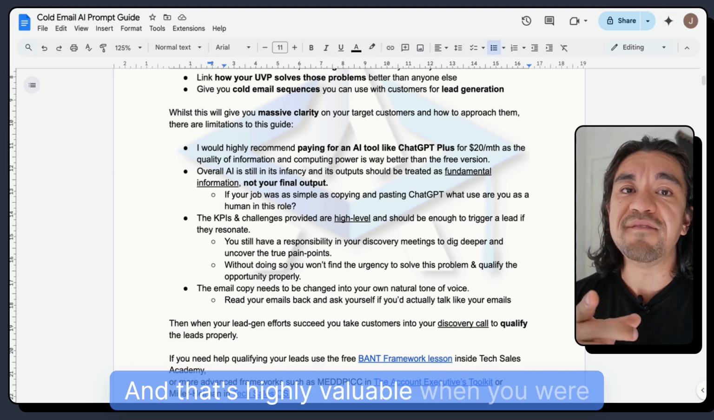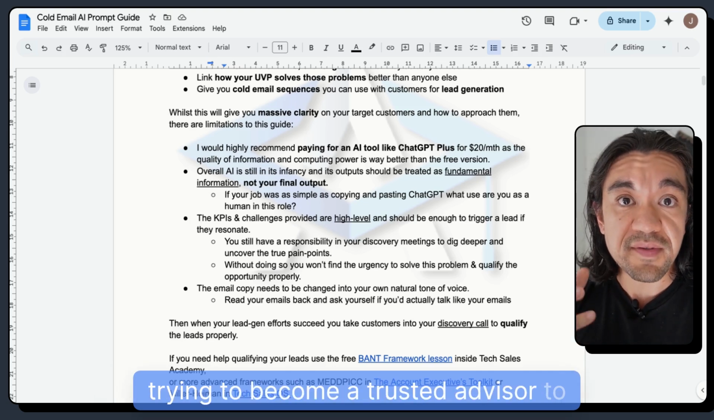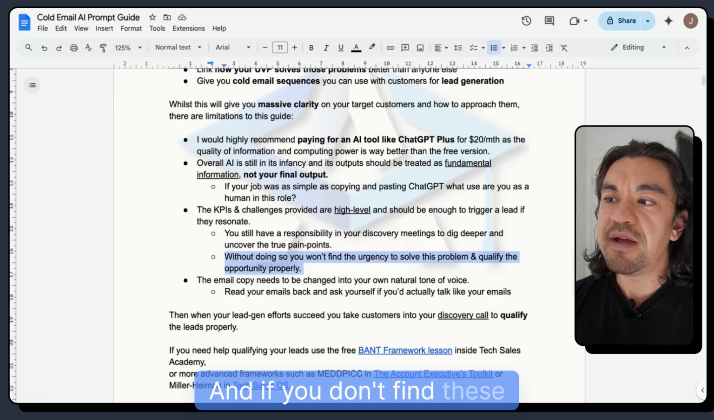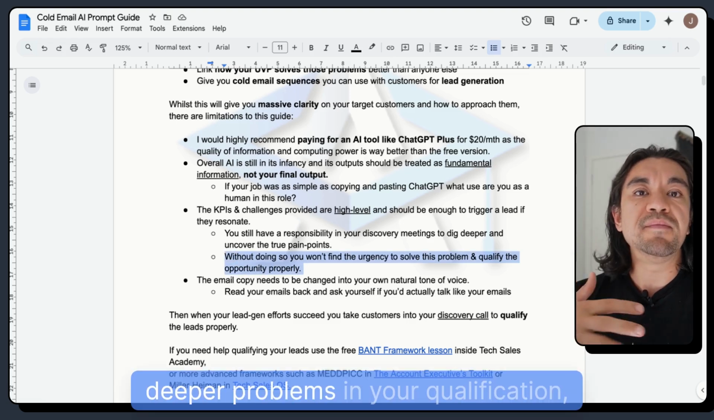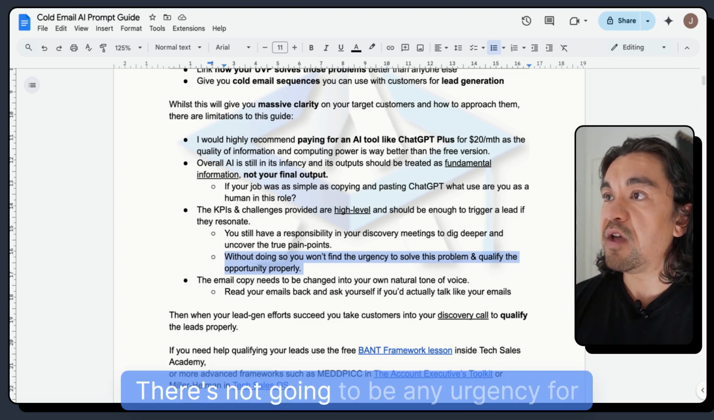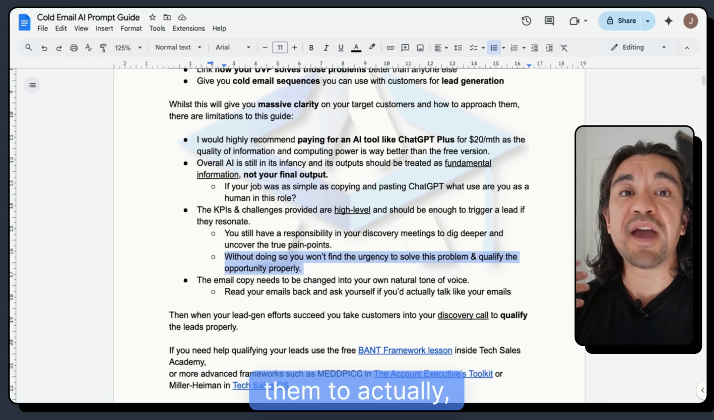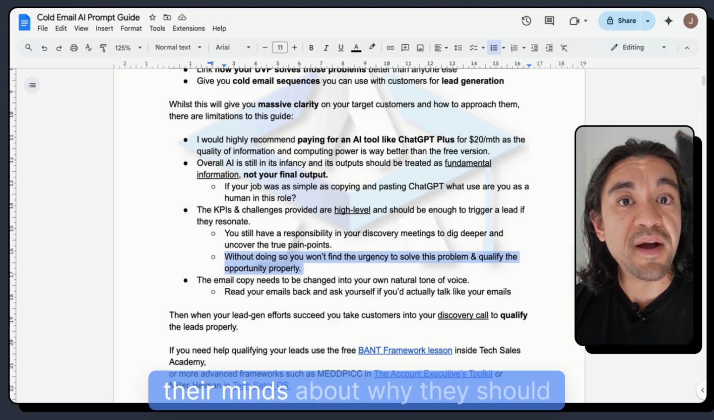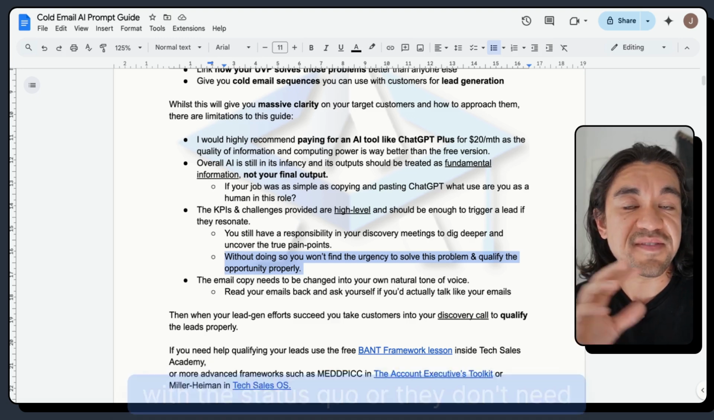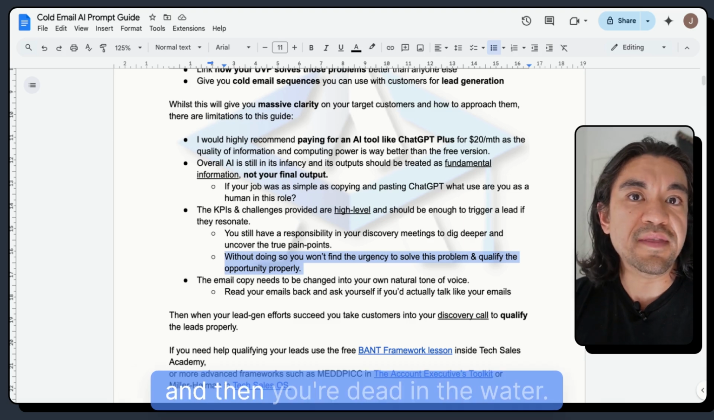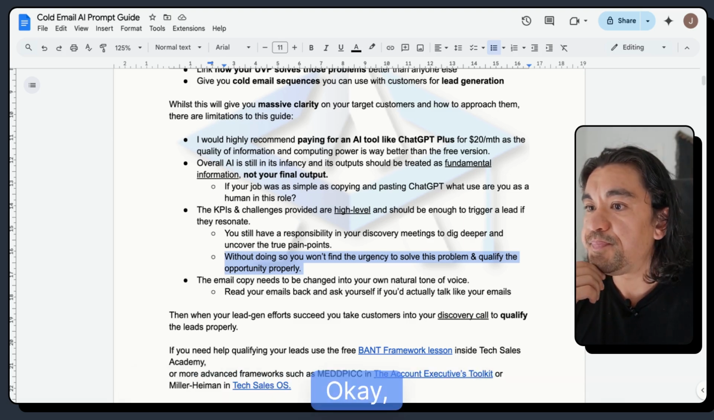And that's highly valuable when you are trying to become a trusted advisor to your customers. Really important stuff. And if you don't find these deeper problems in your qualification, then you're not going to resonate with customers. There's not going to be any urgency for them to actually use your solutions or change their minds about why they should consider you, and they might just stay with the status quo, or they don't need to buy any technology solutions at all, and then you're dead in the water, okay?